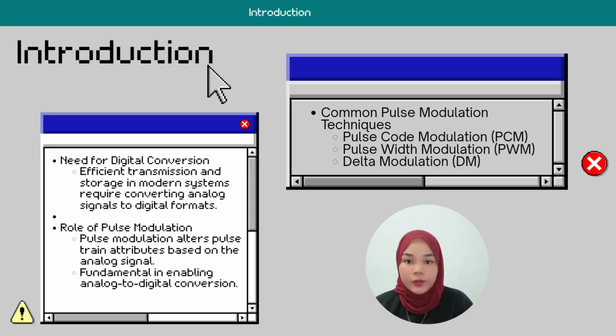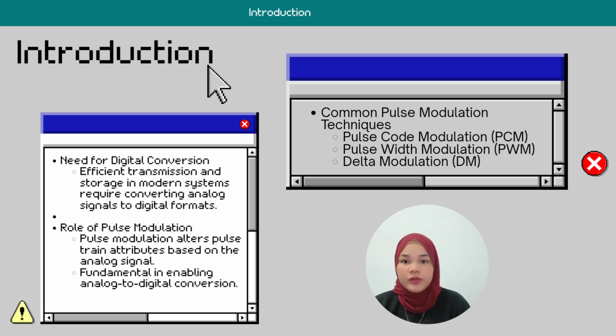Today I'm going to talk about pulse modulation and how it helps in digital communication. In modern systems, we need to convert analog signals to digital because it makes transmission and storage much more efficient. Pulse modulation is a technique where we change the characteristic of a pulse train based on the analog signal. It plays a key role in converting analog signals into digital format.